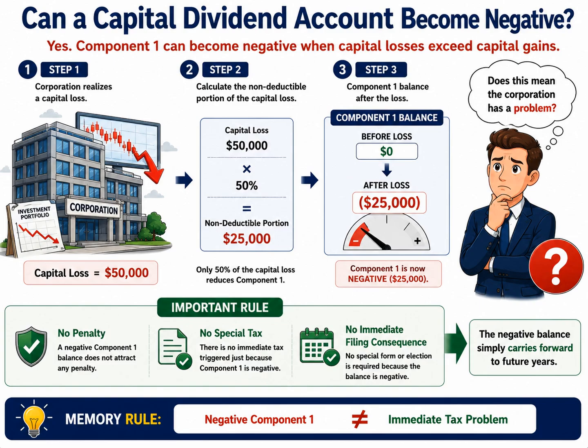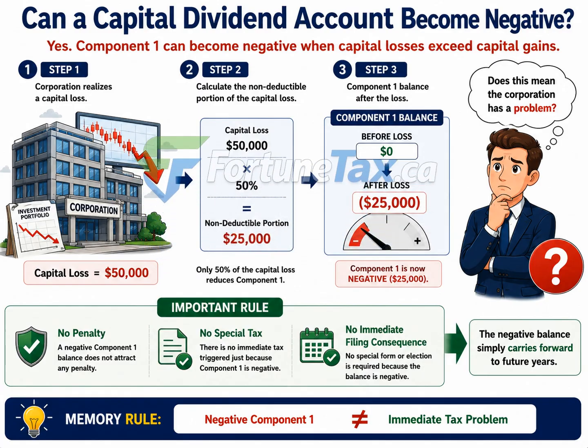A negative component 1 balance does not create an immediate tax consequence. There is no penalty. There is no special tax. And there is no special filing requirement simply because the balance became negative. The negative amount simply carries forward into future years. Think of it like a deficit that sits on the books waiting to be offset by future non-taxable capital gains. In other words, the corporation is not punished for having a negative component 1 balance. The balance simply remains there until future transactions change it.